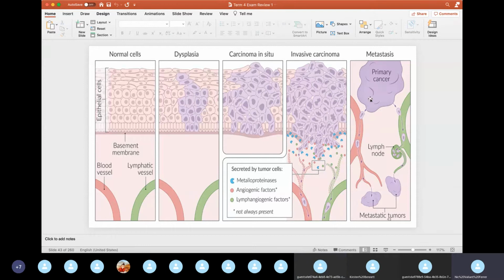Principles of neoplasia. What do I mean by neoplasia? So we have normal cells. This is uncontrolled monoclonal proliferation of cells. It can be benign or malignant. So tell me, the characteristics of a normal cell.